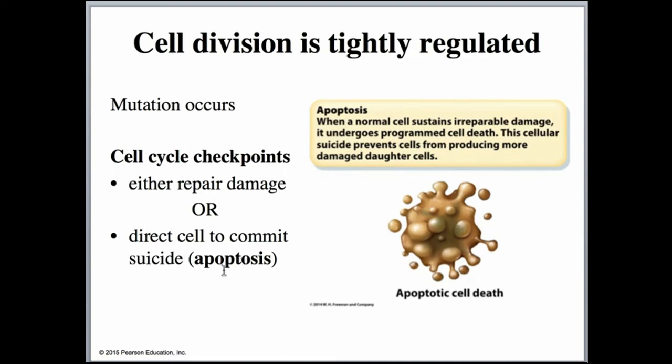This is a sacrifice the cell makes for the health of the whole organism. Because if you have a cell with damaged checkpoints, that means its cell cycle isn't regulated and it might divide too much, and that can really compromise the health of the organism. So rather than putting the whole body at risk, this one cell will kill itself, will undergo programmed cell death, which is called apoptosis. When a normal cell sustains irreparable damage, it undergoes programmed cell death, and this cellular suicide prevents cells from producing more damaged daughter cells.